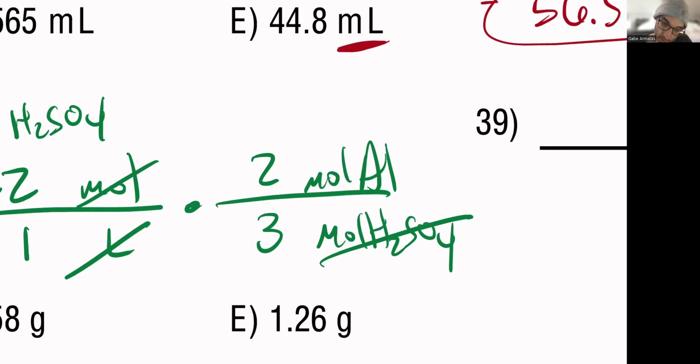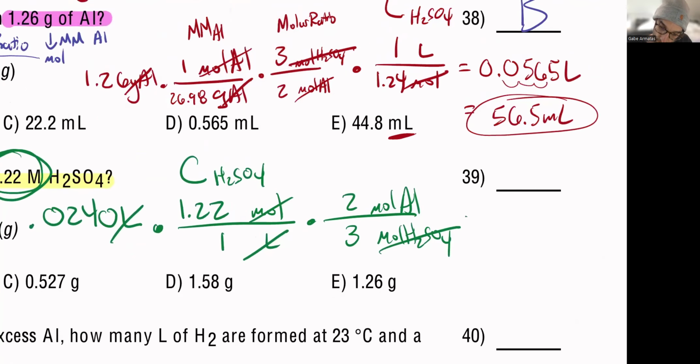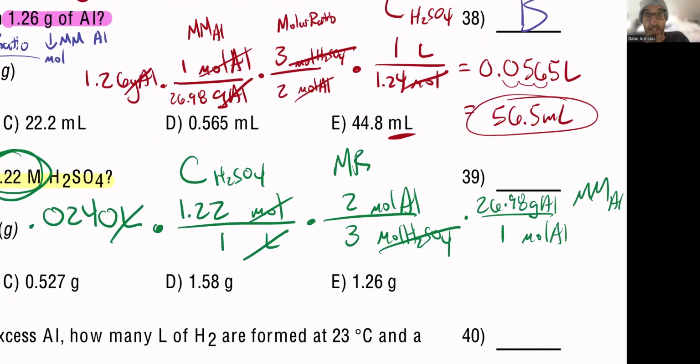Moles of H2SO4 goes away. I've got moles of aluminum times a fraction, moles of aluminum on the bottom, grams of aluminum on the top. 1 mole is equivalent to 26.98 grams of aluminum. Again, that's the molar ratio, and this is the molar mass of aluminum. That's it. Convert from what you have, volume or mass, to moles, switch the chemicals using the molar ratio, and then go back to what you need.